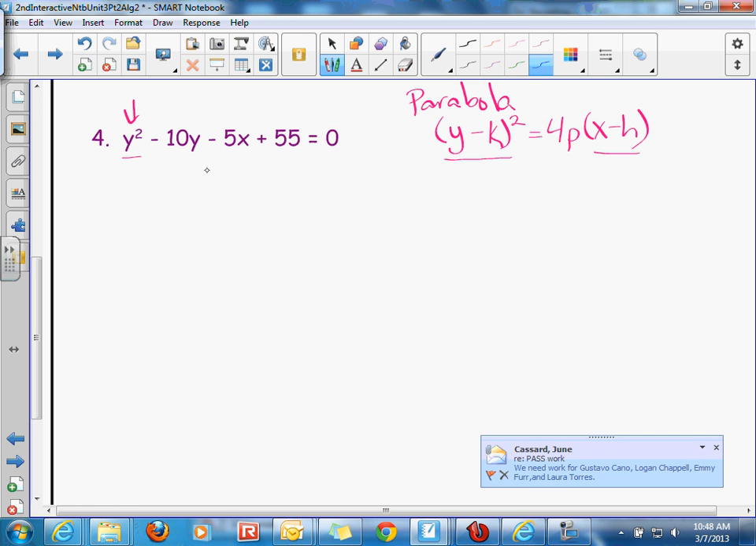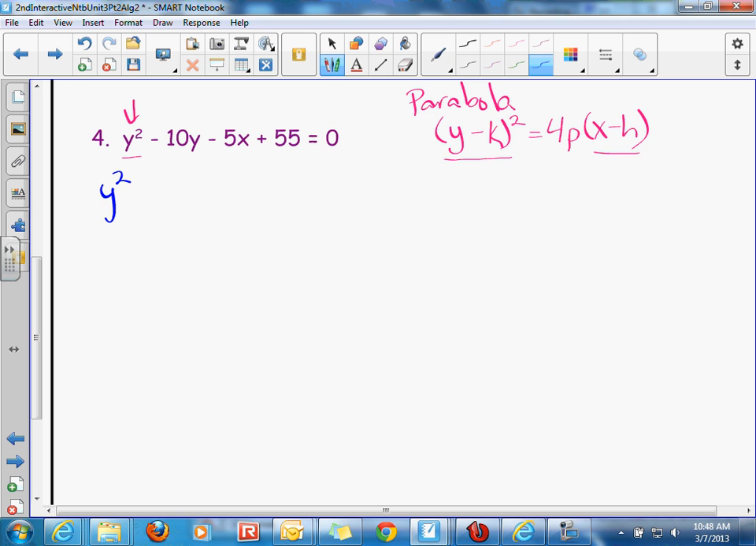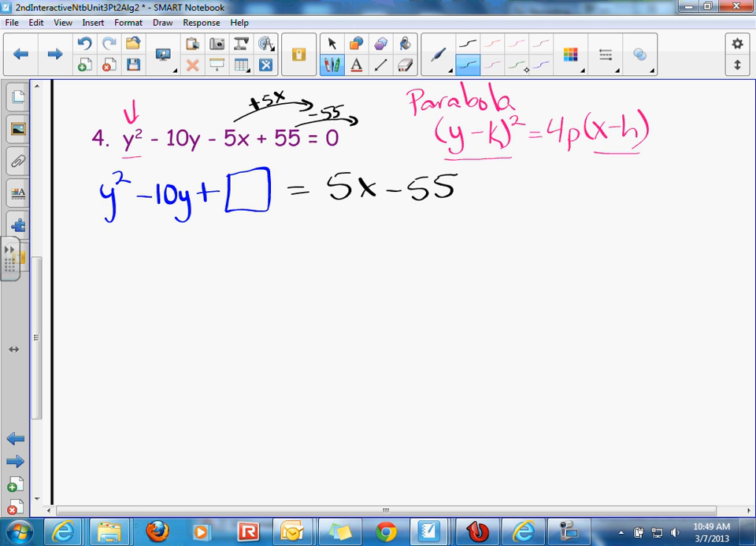So I'm going to group my y's, my squared term, my y. If it has other terms like this negative 10y, since I have a y squared and a y term, I must complete the square with them. Now with the parabola, that's the only thing that should be on that side, so everything else needs to move to the other side. This negative 5x, we're going to add 5x to move it to the other side. And this 55, we'll subtract 55 to move it to the other side. So currently on the right side should be 5x minus 55. And to even out the fact that we're going to complete the square, we need that square also over here.